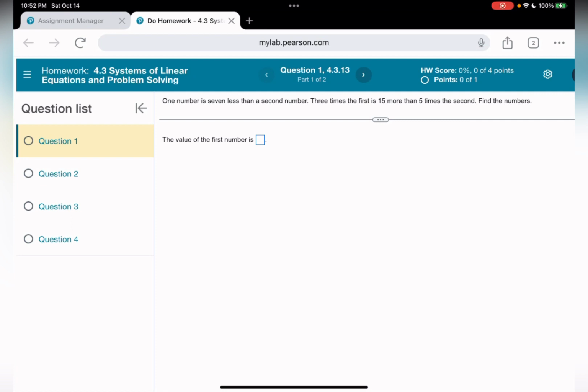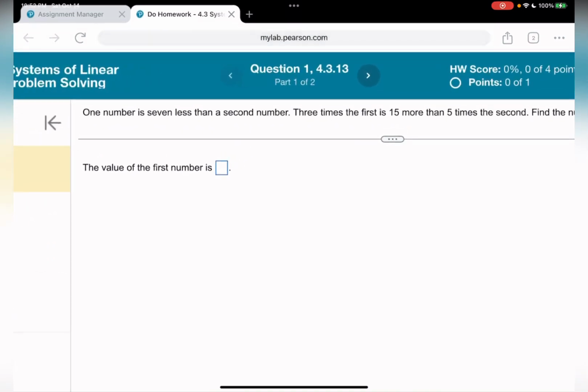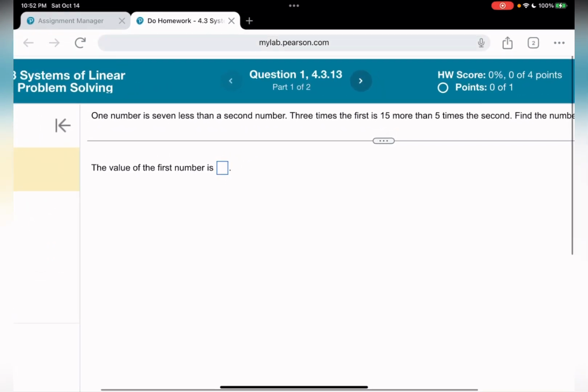Okay, we are going to do homework 4.3, system of linear equations and problem solvings. Here we will have 4 problem solvings. So one number is 7 less than a second number.